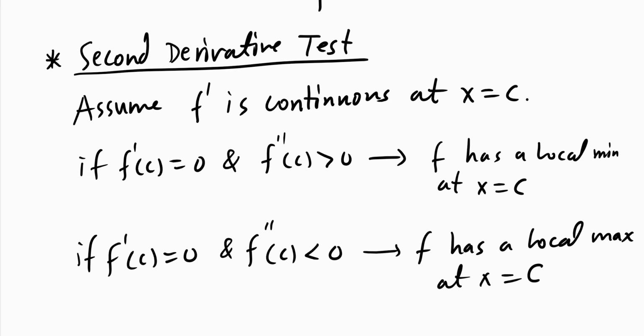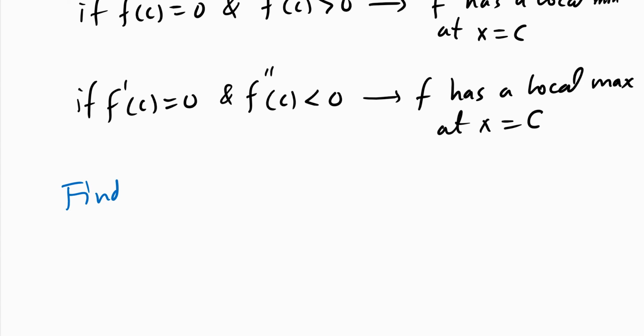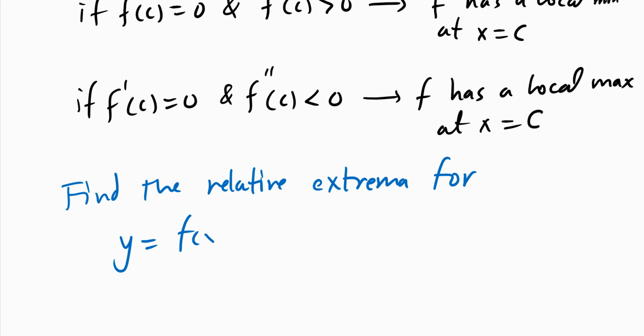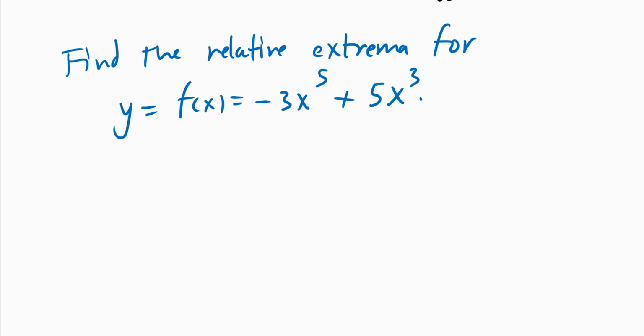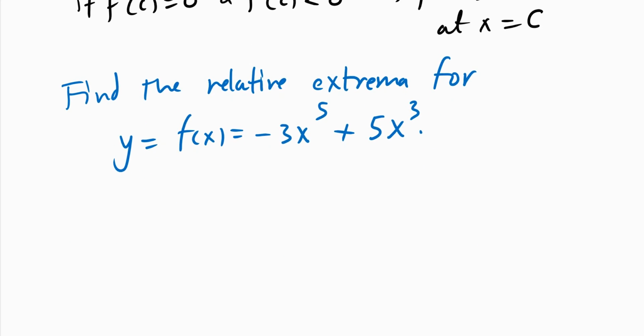Now, how do we apply it? It helps us to find minimum and maximum, local min, local max. Let's look at an example. Find the relative extrema, min and max, for the function y equals f of x equals negative 3x to the 5th plus 5x cubed. To do so, because if I want to apply the second derivative test, I need to find the c values first. So those are basically the critical numbers.